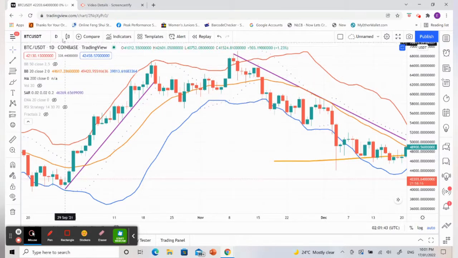So once again, this is the daily time frame chart. All right, so that is what a downtrend looks like. And again, you put your trend line at the top, above the candles. Again, a lot of people make the mistake of putting it underneath.